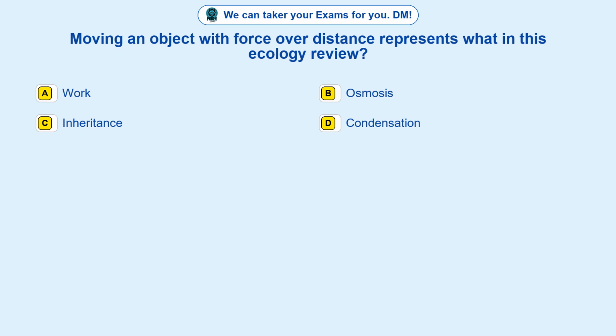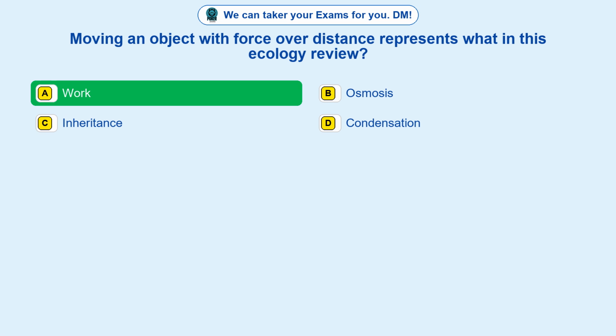Question 59. Moving an object with force over distance represents what in this ecology review? Option A, work. Option B, osmosis. Option C, inheritance. Option D, condensation. The correct answer is option A, work.